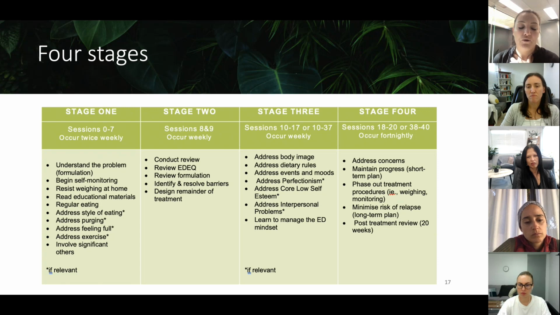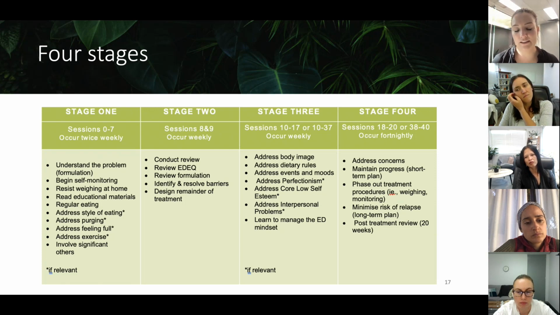So obviously in stage 2, that's where we're going to take the plunge. And we're going to design stage 3 of treatment. So it's at this stage that we'd be deciding whether we're going with broad or focused. And then that's where we start to look at body image, dietary rules and restraint, moods and events, and those additional modules if they've been identified as necessary. Then in stage 4, we're starting to phase out treatment. So the frequency becomes less frequent, less regular, but we're also phasing out monitoring, weighing, those sorts of things, and starting to prepare the patient to be their own expert.